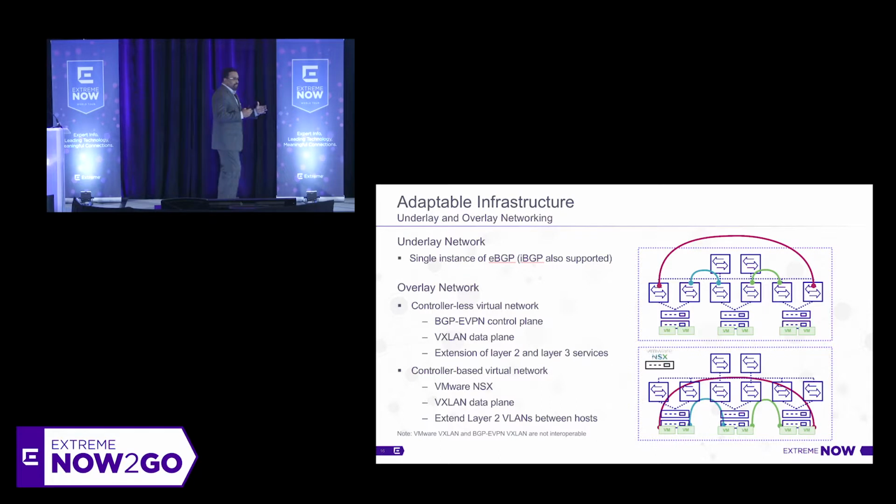Now, we talked about the CLOS architecture, and here's a picture of it. But there are two areas of that CLOS architecture we need to consider. There's the underlay, which is the physical topology and routing of that particular network, responsible for delivering traffic from one port to another.